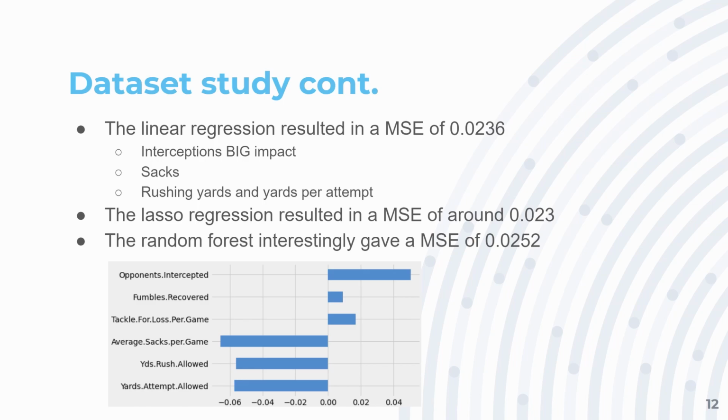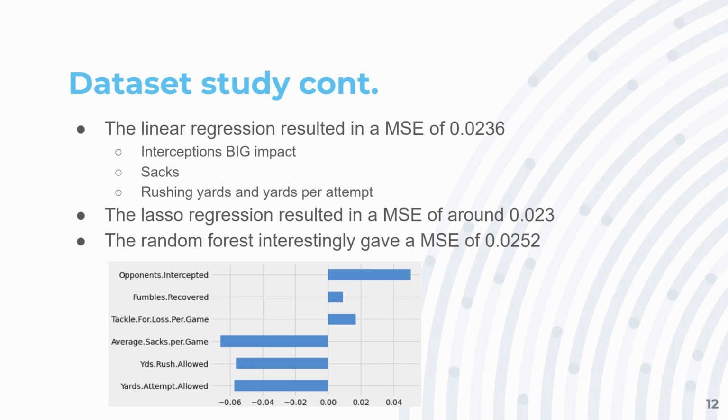Also interesting to see was that yards allowed rushing and yards per attempt, while they did have a negative effect, were roughly equal to that of interceptions, but in a negative sense. So they didn't scale like you would expect. So it almost seems like as long as the defense, even if they're letting a lot of big plays, as mentioned, you can still have a pretty good defense that doesn't allow touchdowns. And that kind of reflects what we saw in the diagram before.